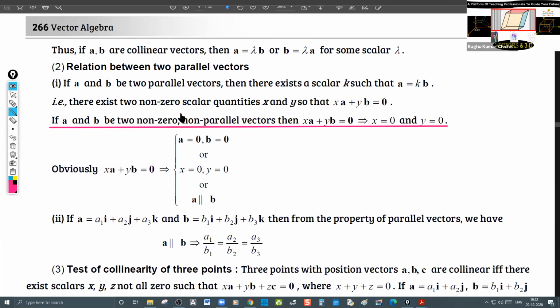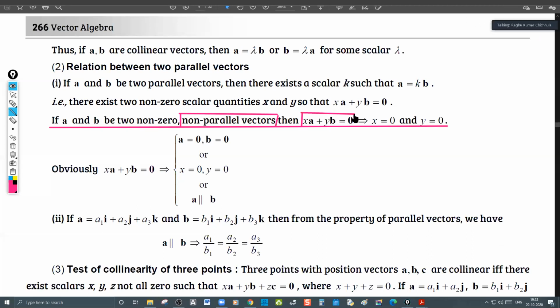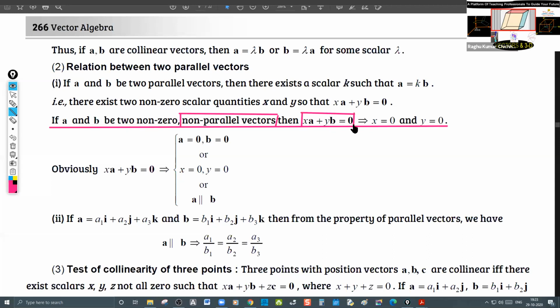What is the point to be noted here? In the previous cases, the vectors were parallel. These are non-parallel, and the linear relation is existing. If the linear relation is existing, we have to understand that they must be parallel, but he has given that they are non-parallel. So being non-parallel and getting a linear combination like this is possible only when each of the scalars is zero. X is equal to zero and Y is equal to zero. Okay, this is an important point.